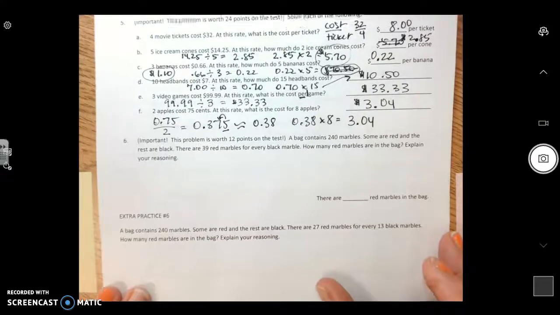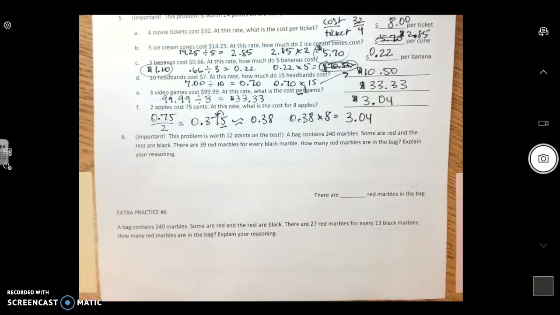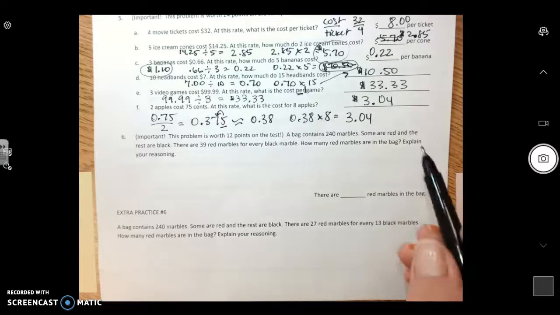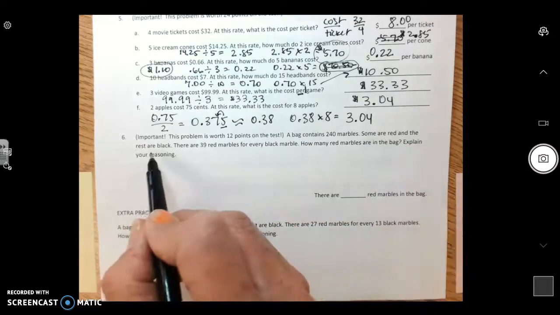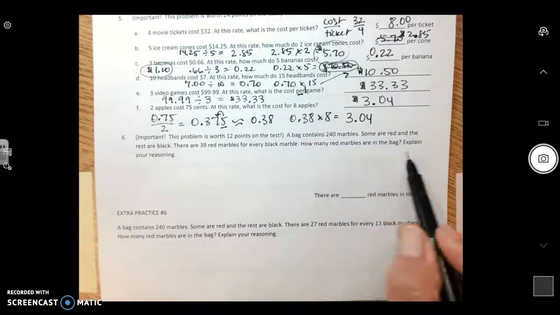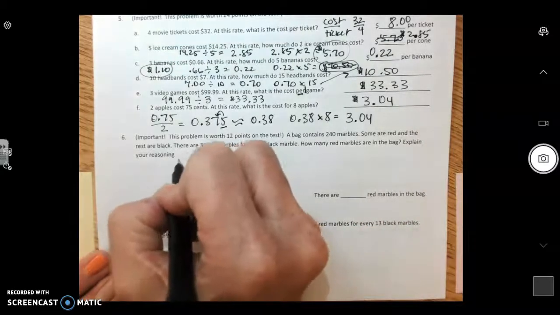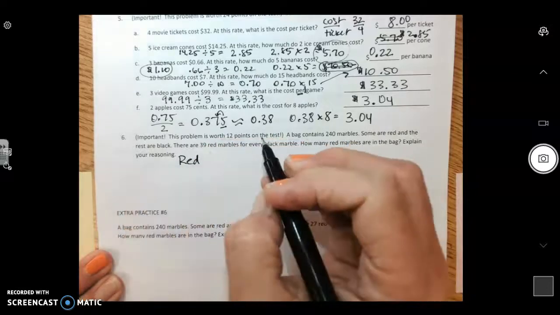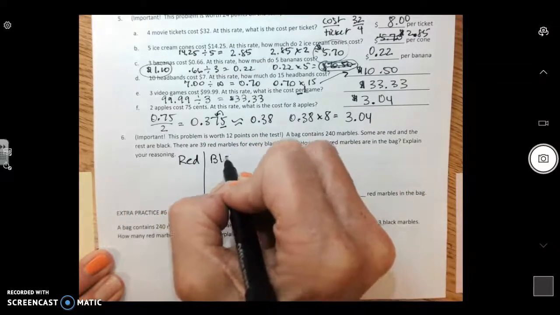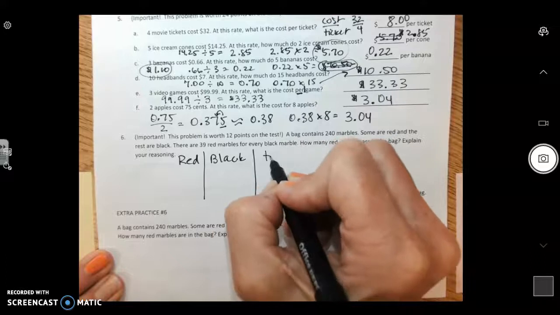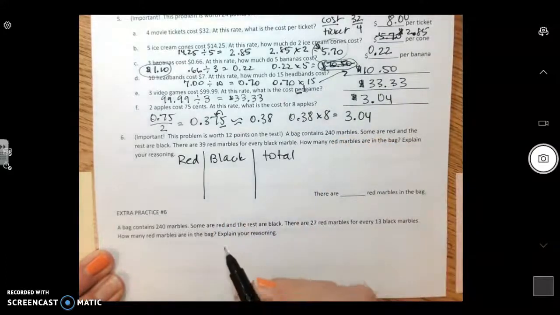A bag of marbles. A bag contains 240 marbles. There are 39 red marbles for every black marble. I think I actually missed this one. Some are red and the rest are black. How many red marbles are in the bag? Explain your reasoning. Well, we have red marbles, and we have black marbles, and we have all the marbles, the total.